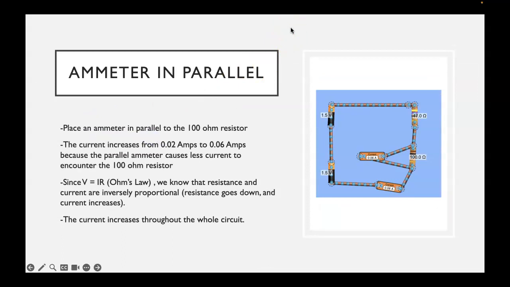To do the ammeter in parallel, this time we place an ammeter in parallel to the 100 ohm resistor, and we can see that the current increases from 0.02 amps to 0.06 amps due to the fact that the parallel ammeter causes less current to encounter the 100 ohm resistor. Also, since we know Ohm's law, V is equal to I times R, we know resistance and current are inversely proportional to one another, which means that as resistance goes down, current increases. As well, we notice how the current increases throughout the whole circuit.